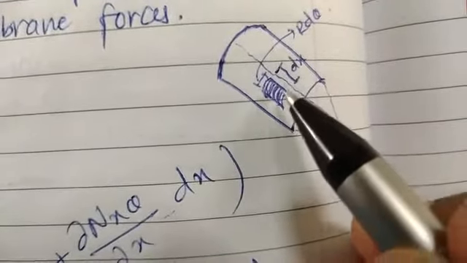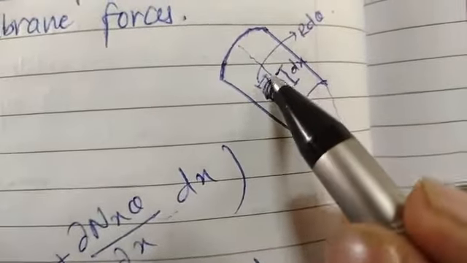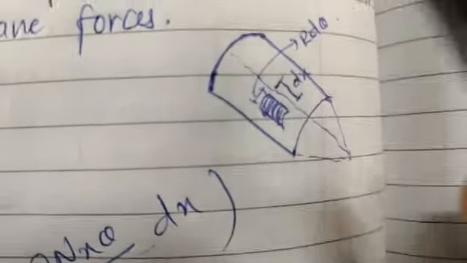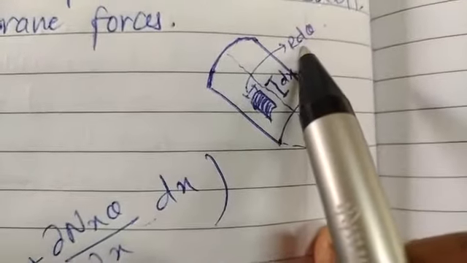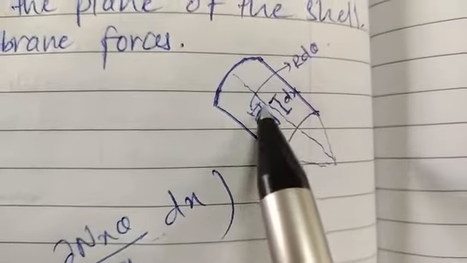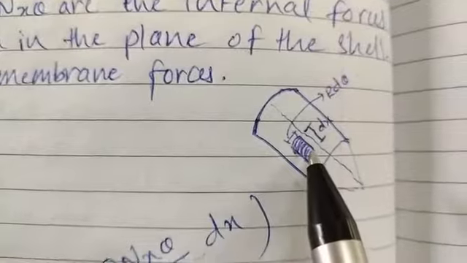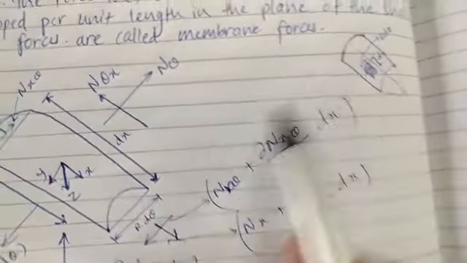In this, the length is dx, and this projection of the part of the shell is r d theta. Here I have mentioned it. So this is r d theta and this is dx. So we have considered this portion only. Now I have drawn the zoomed view here. So this portion which is under consideration is drawn here.